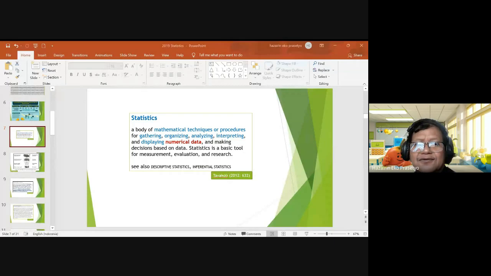Okay, so 1, 2, 3, 4, 5, all those activities in dealing with data in a research using numerical data are called statistical procedure. And the most important step after all these 5 procedures is the decision making. Okay, decision making based on data analysis and data interpretation.